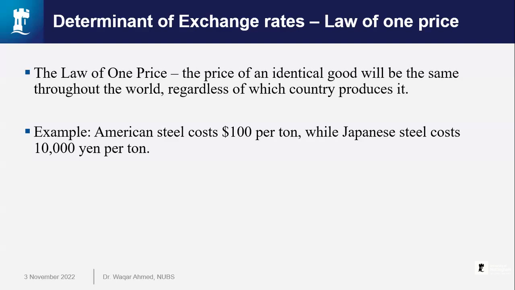Okay, so let's look at an example. This law of one price will influence the exchange rate. Here we have American steel that costs $100 per ton. So in America, you can buy a ton of steel for $100, whereas in Japan, you can buy the same ton for 10,000 yen. Okay, so the quantity is the same.